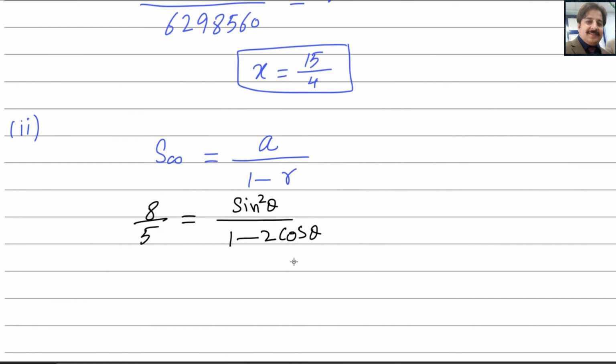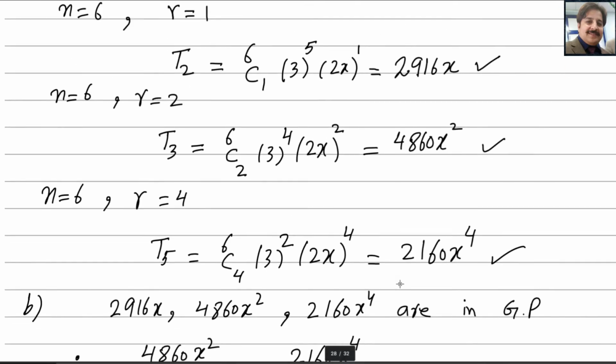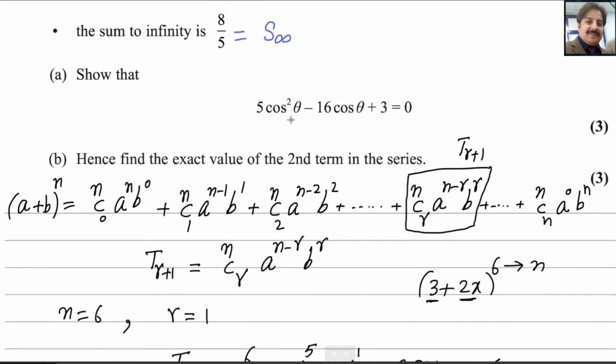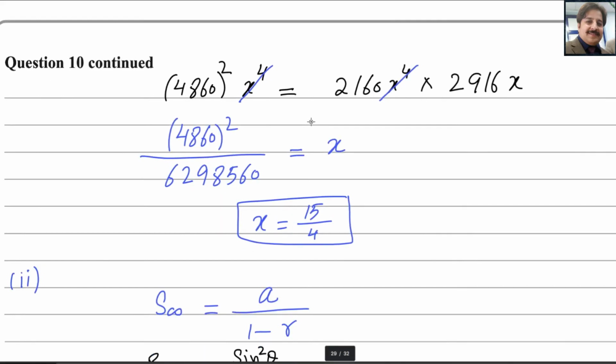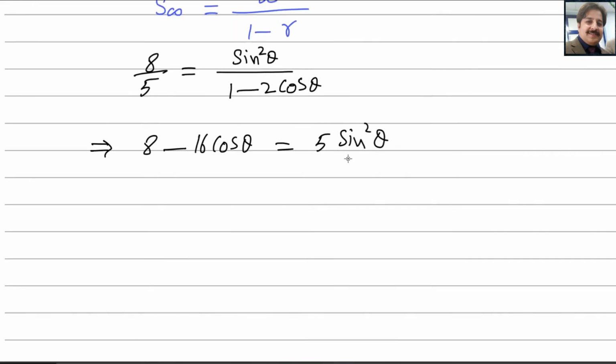Now we will do cross multiplication. 8 will multiply both of them: 8 times 1 is 8, 8 times 2 cosine theta is minus 16 cosine theta, and this will be 5 sine square theta. Because everything in the result is in cosine, we will convert sine square theta in terms of cosine square theta.